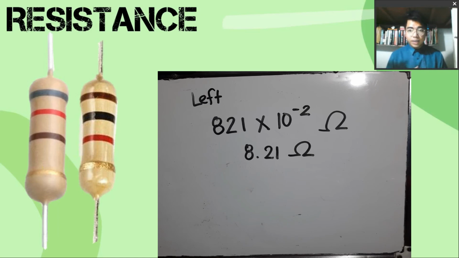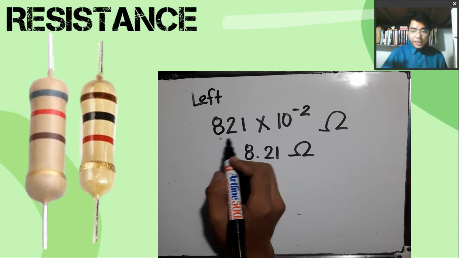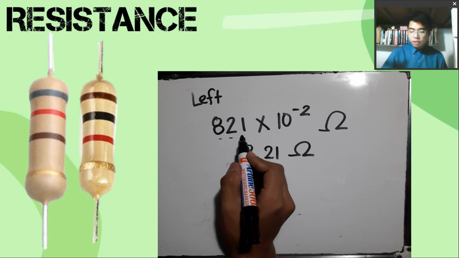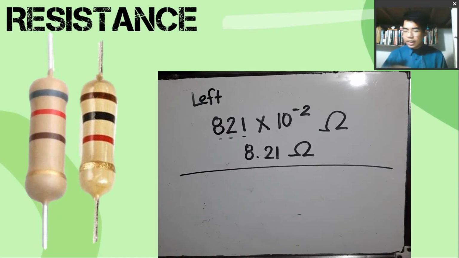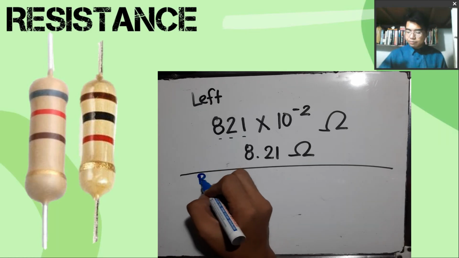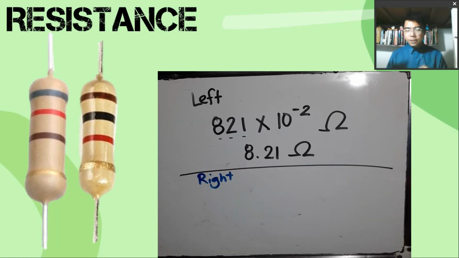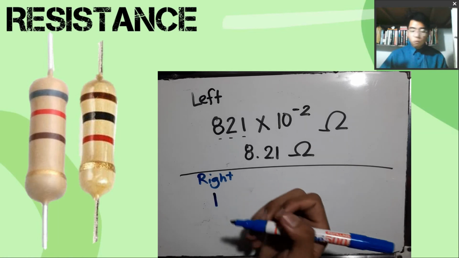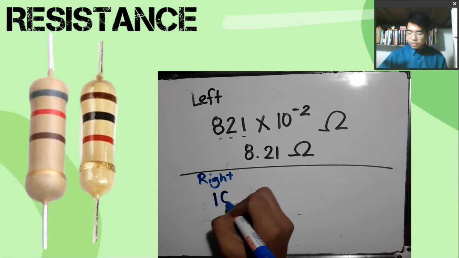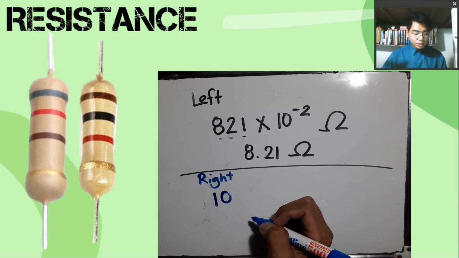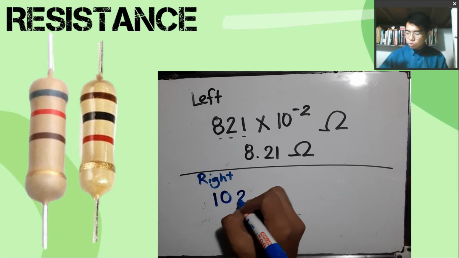Once again, 8 because the color is gray, 2 because the color is red, 1 because the color is brown. Now, after the left resistor, let's proceed to the right resistor. The first color on the band is brown, and brown signifies number 1. Then the next color is black, which is equivalent to 0. And the third color is red, which is equivalent to 2.